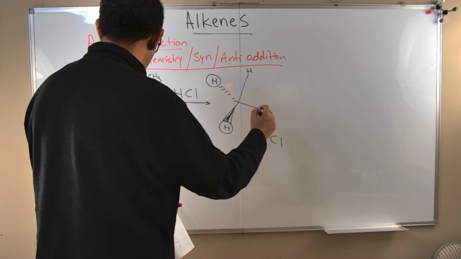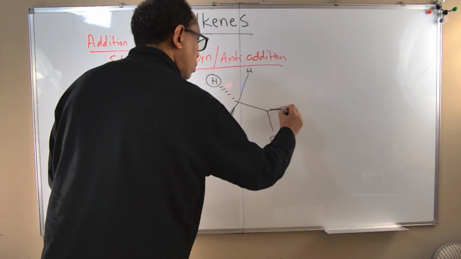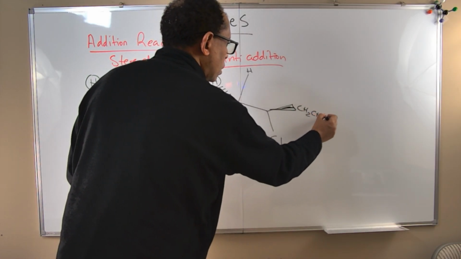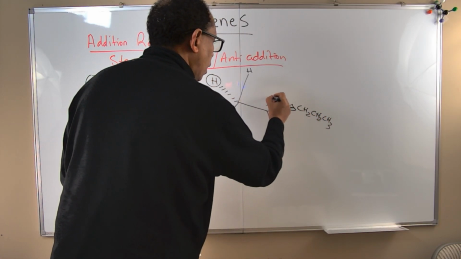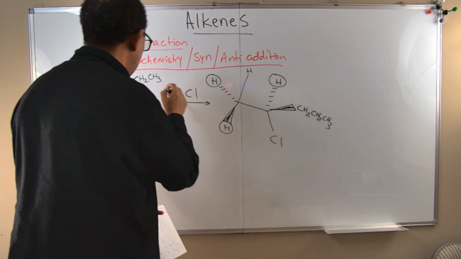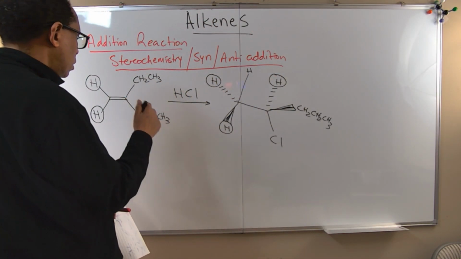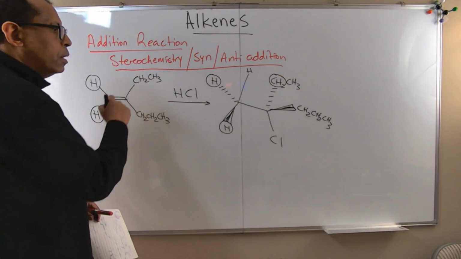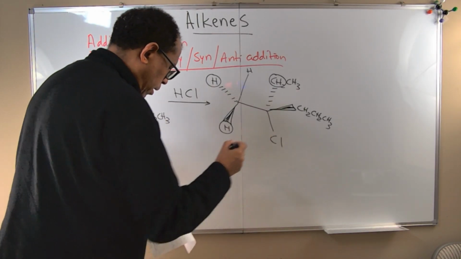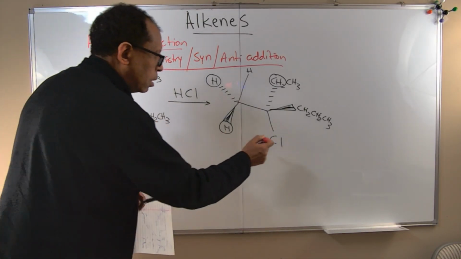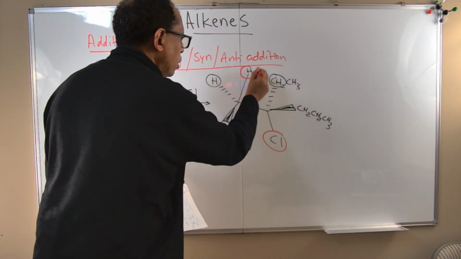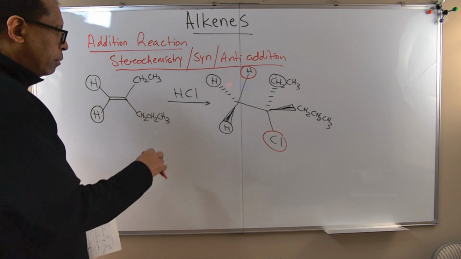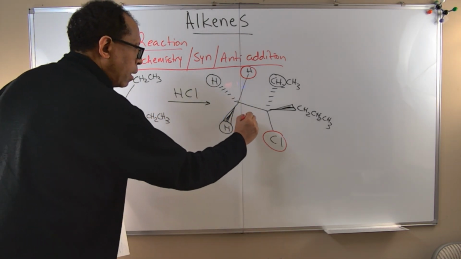I'm just showing anti-addition. So this would be the propyl group, CH2, CH2, CH3, and this H is this one, not CH. CH2, CH3 is this group right here. So these are the two groups that are added. So this is an anti-addition.